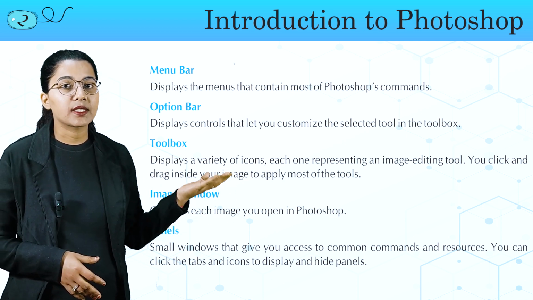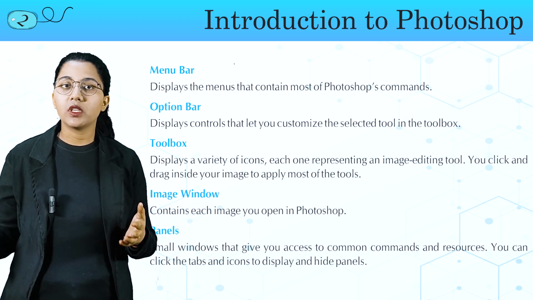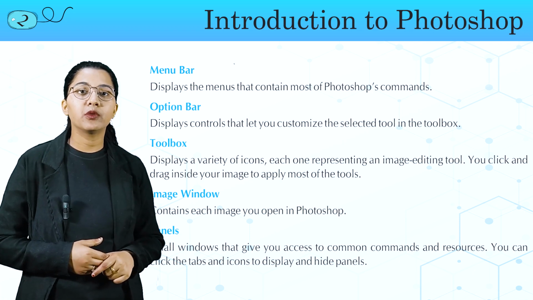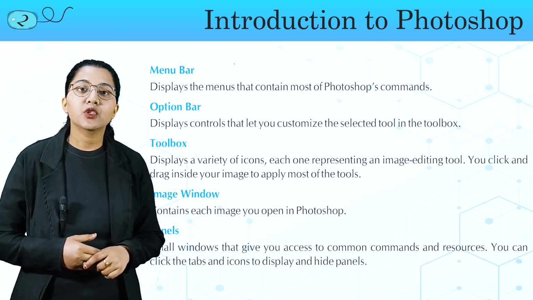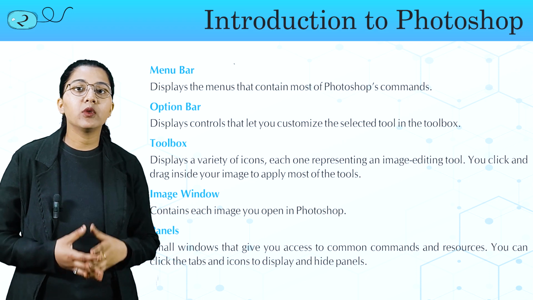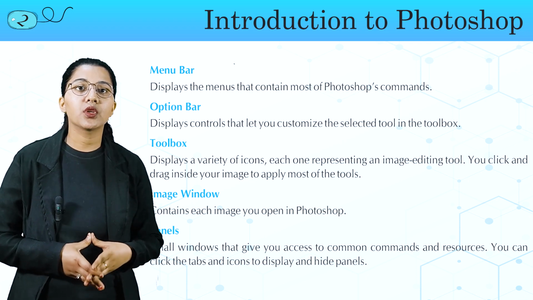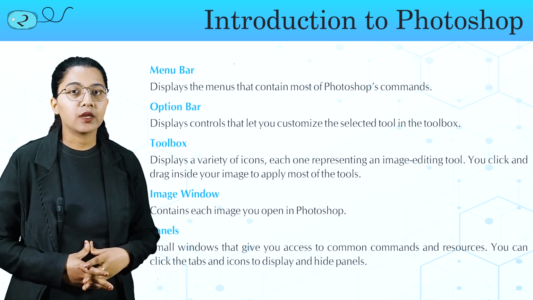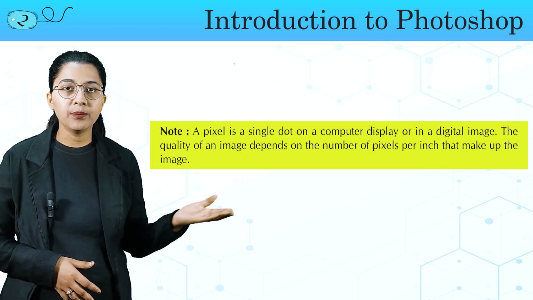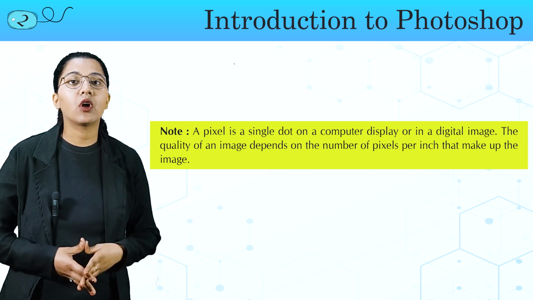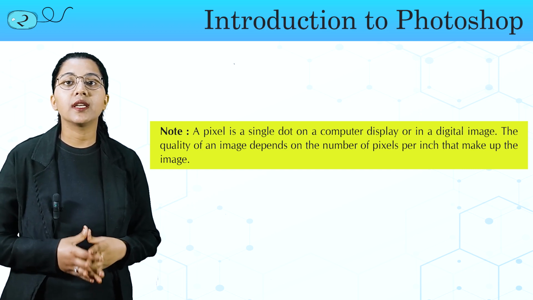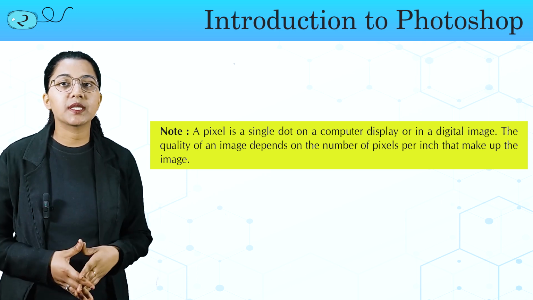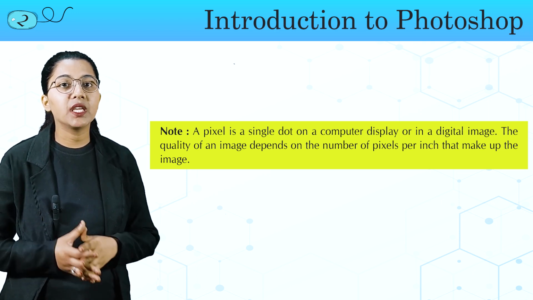You click and drag inside your image to apply most of the tools. The image window contains each image you open in Photoshop. Then panels are small windows that give you access to common commands and resources. You can click the tab and icon to display and hide panels. Now students, here we have a note to read. A pixel is a single dot on a picture, display or in a digital image. The quality of an image depends on the number of pixels per inch that makes up the image.